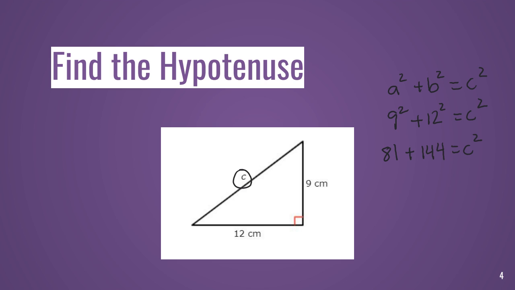Now I have 81 plus 144. And what is 81 plus 144? That equals 225. So now I have 225 equals c squared. And now what is my final step going to be to solve this? To take the square root. Whatever I do to one side, I have to do to the other, remember? So the square and the square root cancel each other out because that's inverse operations. Now the square root of 225 is 15. So c equals 15.